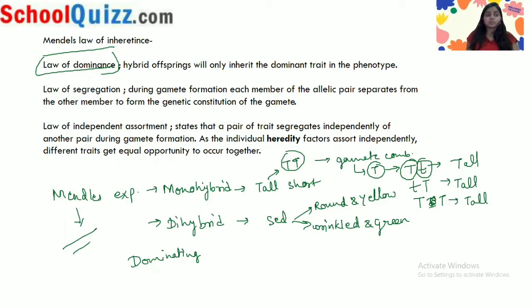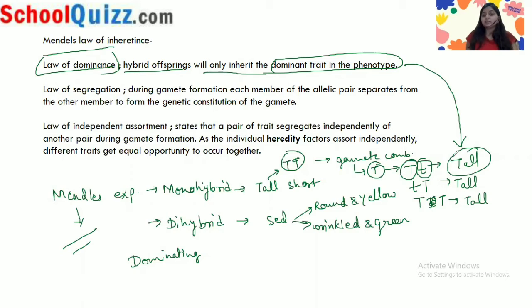So this is the law of dominance, that the hybrid offspring will only inherit the dominant trait in the phenotype. So what is the phenotype? Phenotype is just the result. So the hybrid offspring will only inherit the dominant trait in the phenotype. So the phenotype is tall, and the dominant trait here is the capital T.